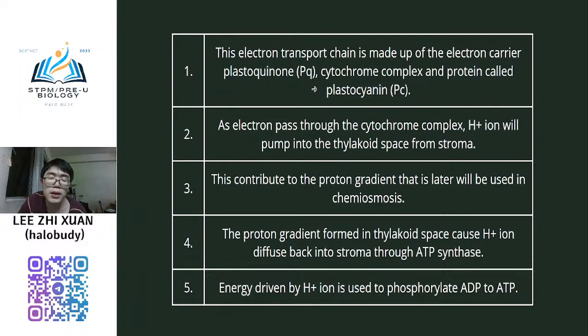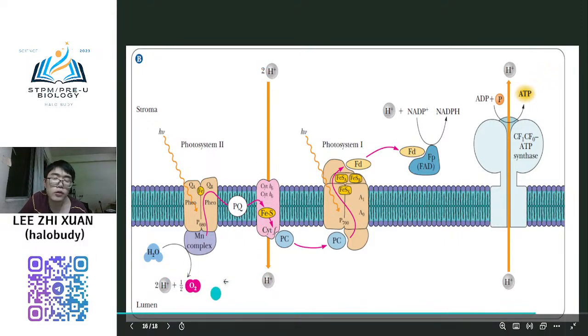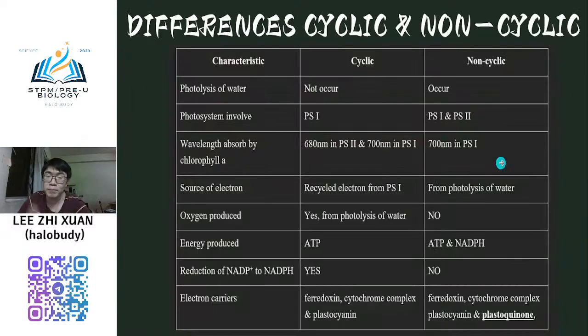Okay, so this one I have just explained. You can study it yourself. And this is another diagram, the same as what I mentioned right before. PS2, PS1, hydrogen ions pumped here, and there are also hydrogen ions here. When the hydrogen ions accumulate at the thylakoid space, they will be pumped out to the stroma, to the ATP synthase.